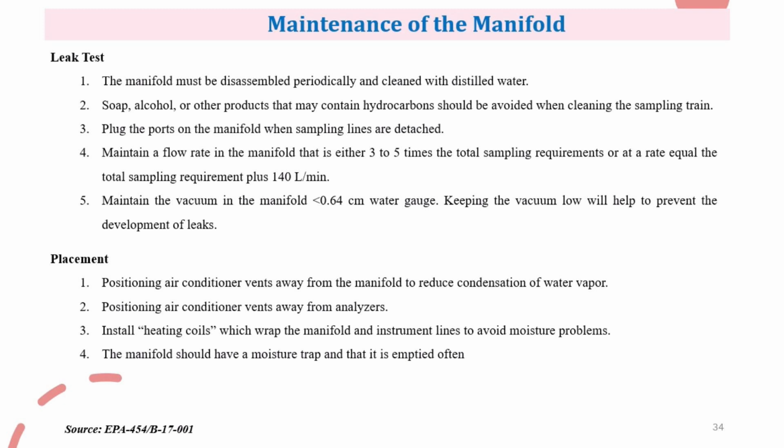Maintain a flow rate of the manifold that is either 3 to 5 times the total sampling requirement, or at a rate equal to the total sampling requirement plus 140 liters per minute.